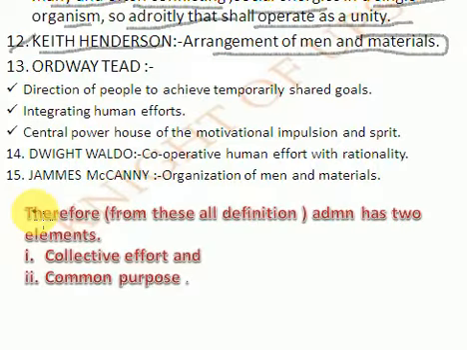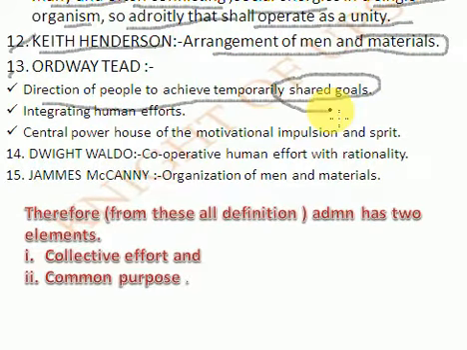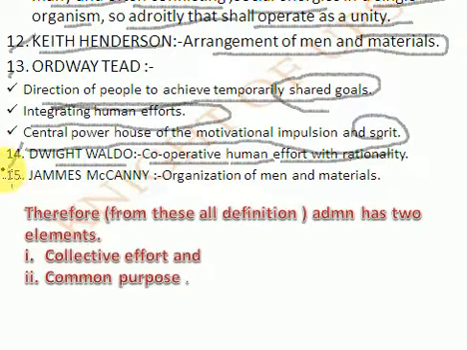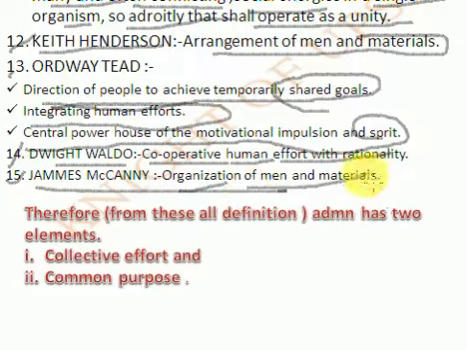Now the 13th one, Ordway Tead, said administration is the direction of people to achieve temporarily shared goals, or second, integrating human efforts, meaning collecting efforts in the central powerhouse of motivational impulsion and spirit. Now the 14th one, Dwight Waldo, said administration means cooperative human effort with rationality. And the 15th one, James McKinney, said administration is the organization of men and material.